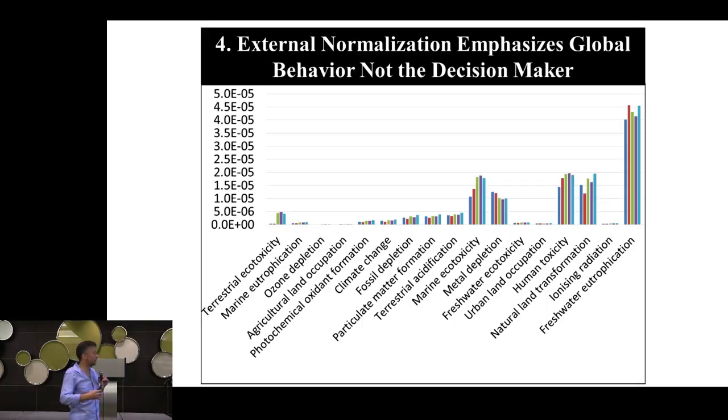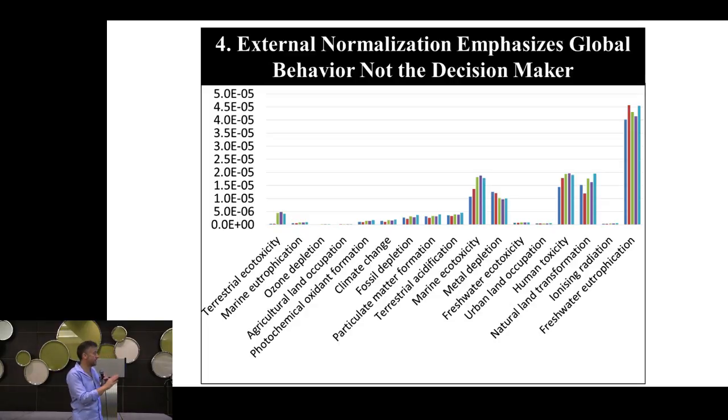In external normalization, you don't worry about the alternatives that you've selected. You divide their performance by the performance of an entire geographic region, an entire country, an entire industry. And the interesting thing that happens is you can get your technology's contribution to a broader social problem. So here we can see ozone depletion, and the PV technologies that we've assessed are not major contributors to the larger stratospheric ozone depletion problem.